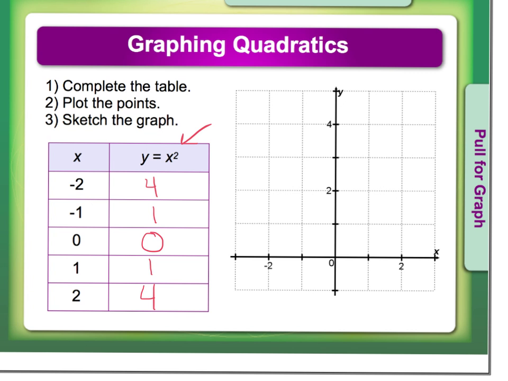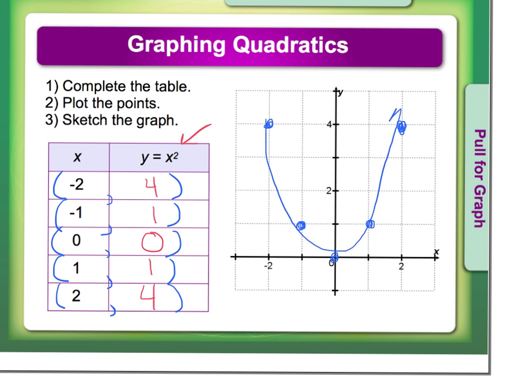And you need to remember that when you make these tables, you're just creating coordinate pairs that can be graphed on the coordinate plane. So I will go ahead and graph these at negative 2 and 4, negative 1 and 1, 0, 0, 1, 1, and 2, 4. And this shape here is very important. It goes up forever in that direction.